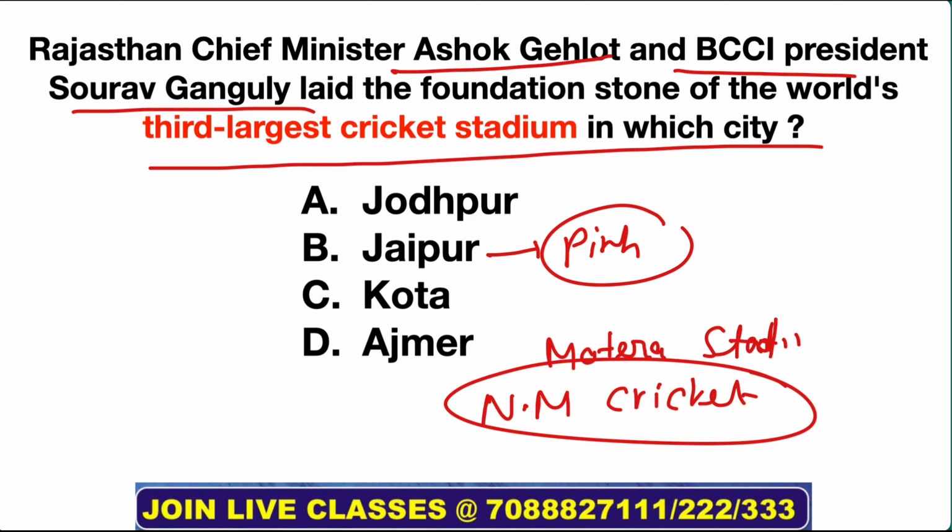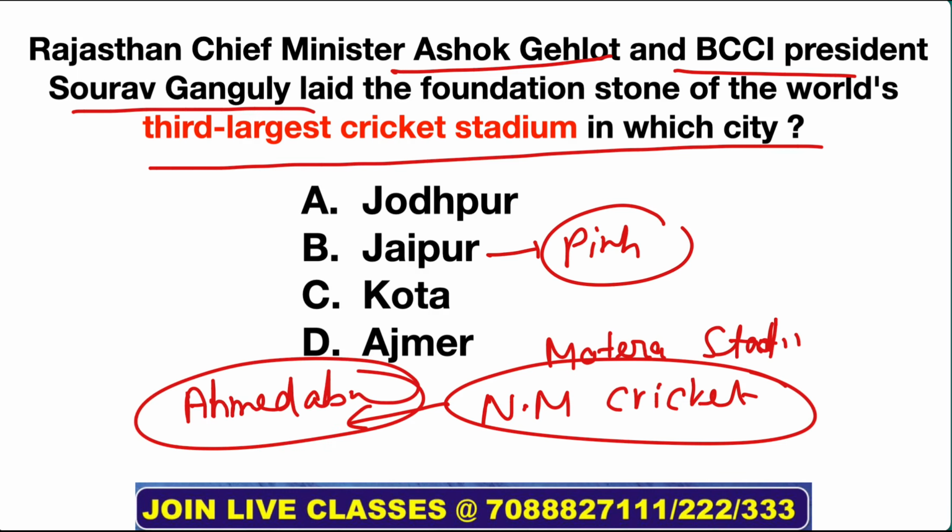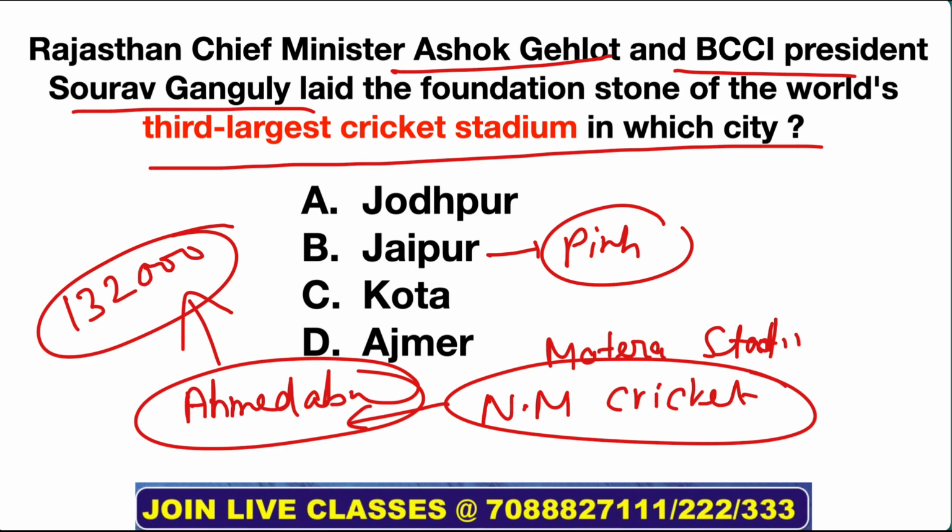Narendra Modi Cricket Stadium is the new name of Motera Stadium, and it is located in Ahmedabad, and Ahmedabad is India's first UNESCO World Heritage City. What is the capacity of this world's largest cricket stadium? The capacity is 132,000 people. 132,000 spectators can see the cricket match.